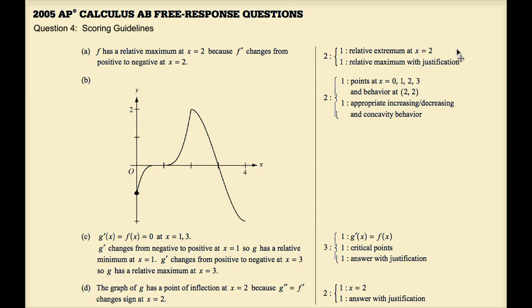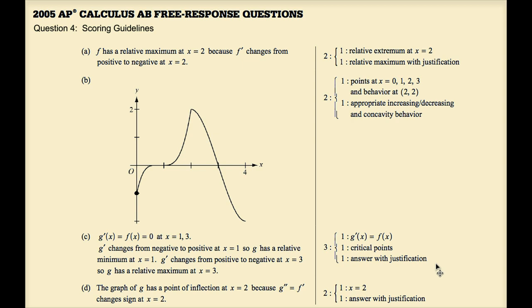Here are the scoring guidelines for that question. 2 points were possible for letter A, one for finding the relative extremum at x equals 2, and another for finding that it was a maximum value and providing justification. 2 points were possible for letter B, one for points at 0, 1, 2, 3, and behavior at 2, and another for appropriate increasing, decreasing, and concavity behavior.